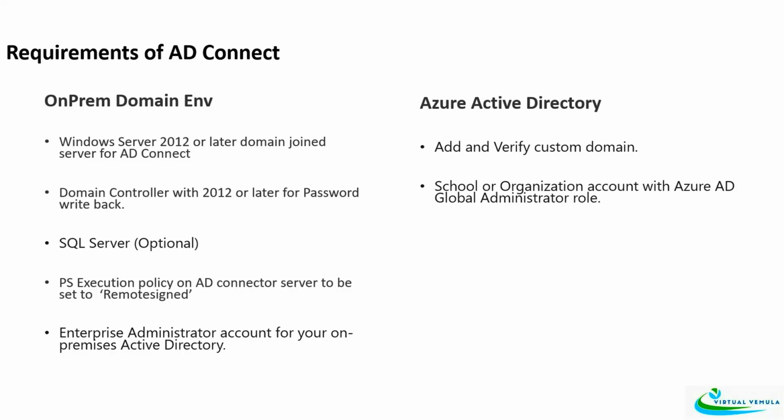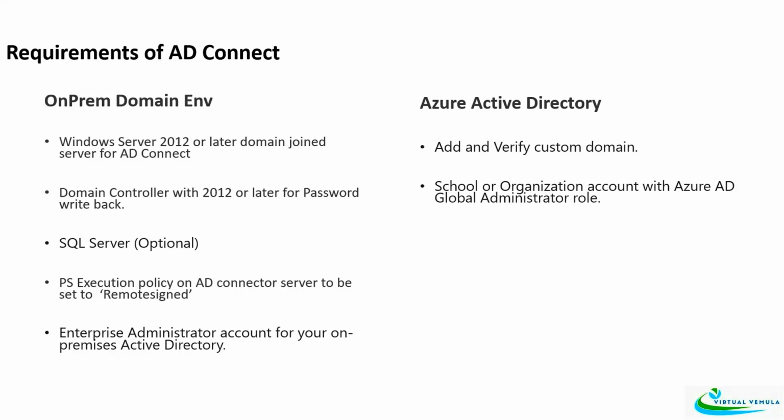And if you want to go with an enterprise database solution, then you may opt for SQL Server. Otherwise, the service uses SQL Express. It is recommended to go with SQL Server for your production environments. And a couple of other requirements on your AD Connect server: you need to enable the PowerShell remote execution policy to remote signed. And of course, you require a user account with enterprise admin credentials for AD Connect to talk to your on-premises Active Directory environment.